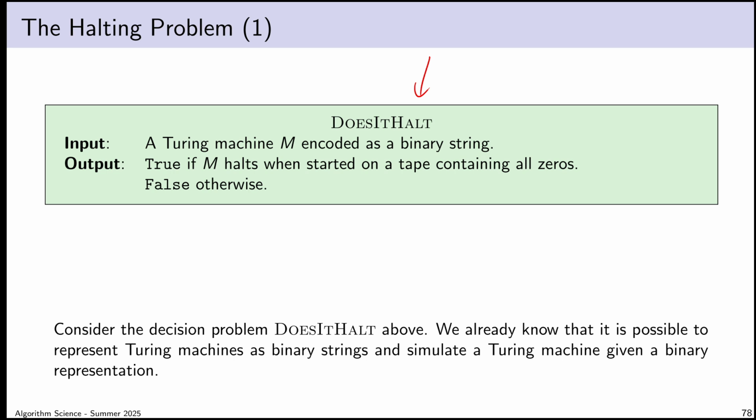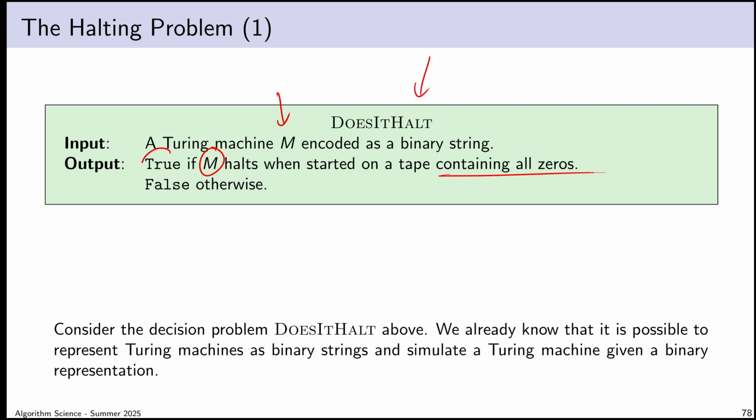And what's going to happen is I'm going to give you a Turing machine M encoded as a binary string. So we know already that you can take the transition table for a Turing machine and all other relevant information, and you can turn it into a binary representation. And we also know that I can certainly create Turing machine simulators in a lot of different settings, in a language or on another Turing machine, that read the representation of a Turing machine and simulate it. So I have this decision problem. I'm going to give you a Turing machine, and I want you to answer yes or no. If I run this Turing machine, starting on a tape containing only zeros, does it ever halt?